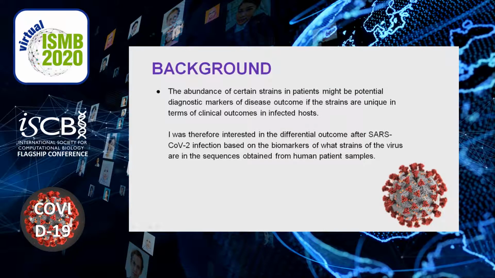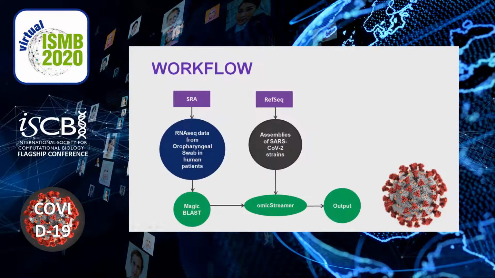The abundance of certain strains in patients might be potential diagnostic markers of disease outcome if the strains are unique in terms of clinical outcomes in infected hosts. I was therefore interested in the differential outcome after SARS-CoV-2 infection based on the biomarkers of what strains of the virus are in the sequences obtained from human patients. So I'm going to talk about the workflow of this study.